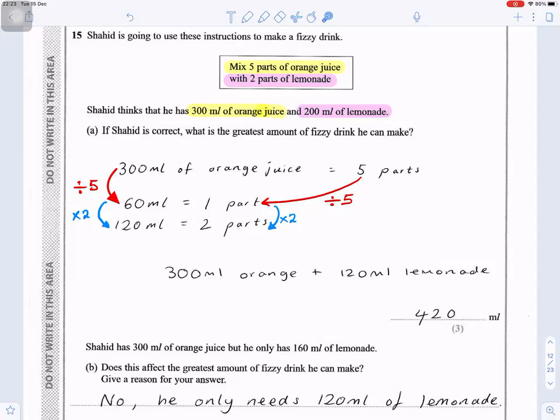Part B. Shahid has 300 milliliters of orange juice, but he only has 160 milliliters of lemonade. Does this affect the greatest amount of fizzy drink he can make? Give a reason for your answer. For part A, the answer is no, because he needs only 120 milliliters of lemonade.